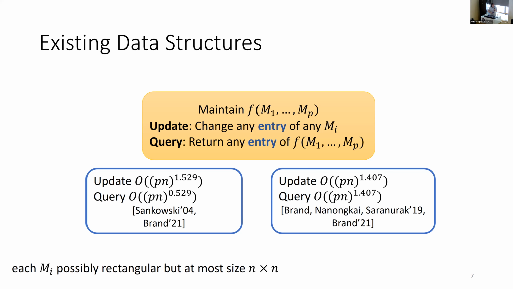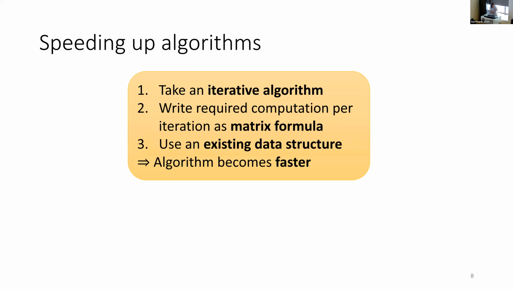All right. And now I want to give an example of how to use these data structures. So the high level idea is quite simple, right? You take an iterative algorithm, and the first task then is to try to write the computation that you have to perform in every iteration as some kind of matrix formula, so you can apply these data structures. Then you just use one of these previous two data structures, and hopefully that's enough to make your algorithm faster.